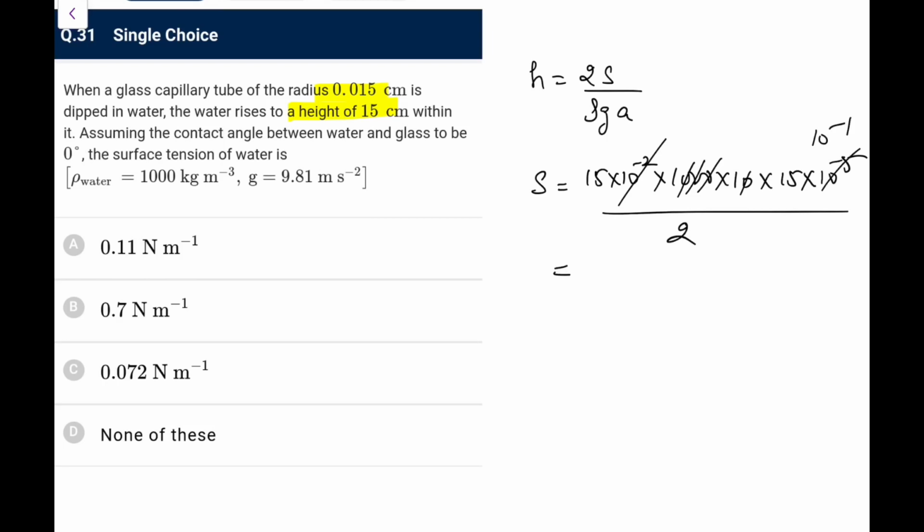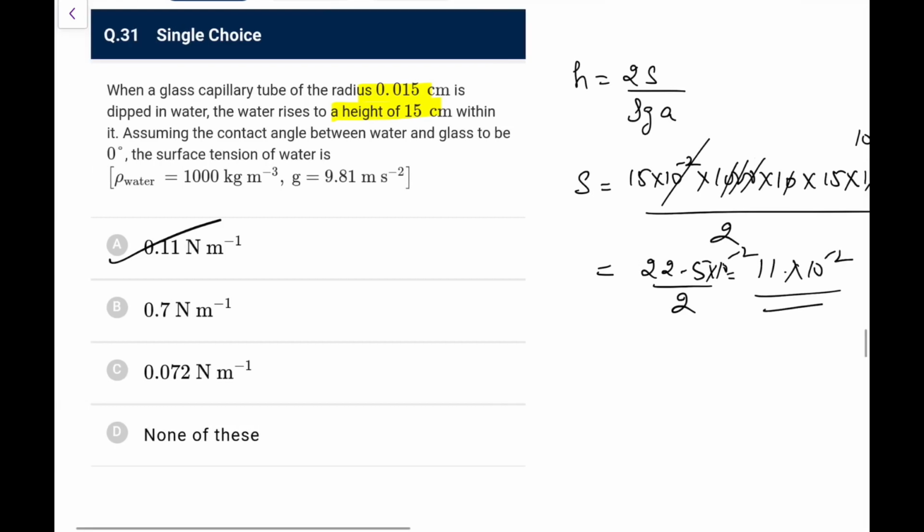So 15 15s are 225, 22.5 by 2, that is 11 point something that we are getting. If I am doing it right, let me recheck this. 10 to the power minus 5, okay, I cancelled it, so 10 to the power minus 3, so it is still 10 to the power minus 2. So 0.11 Newton per meter, that would be the answer in this case.